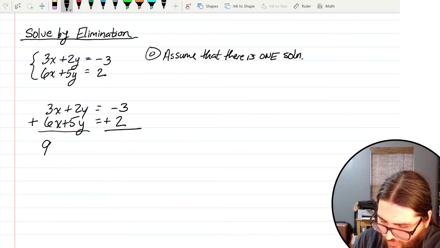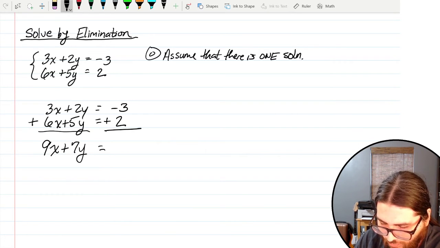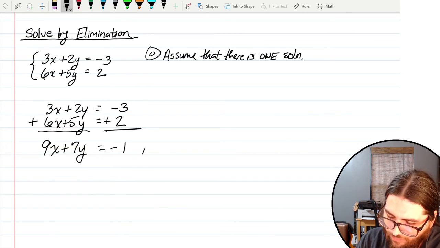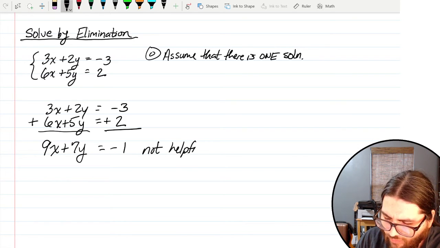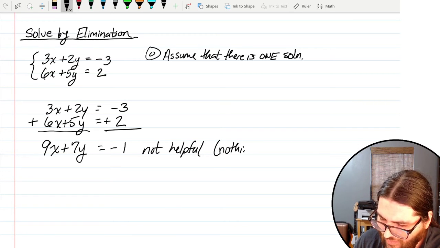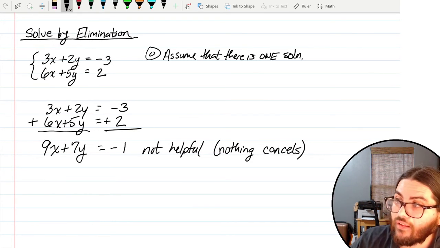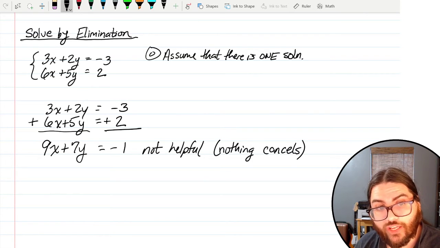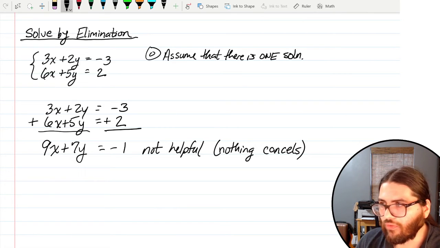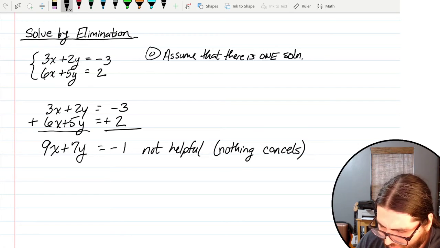I'm not sure that's super helpful here because I can combine my like terms. But do you see how this still isn't helpful? This is not very helpful because nothing cancels, right? If they did line up, then this would be really helpful to me. If I had 3x on one and negative 3x on the other, this would make my life way easier because they would cancel out. But because nothing cancels out right now, I don't think that's super helpful. I'm going to rewrite the problem one last time because I'm going to show you how we get around this problem.